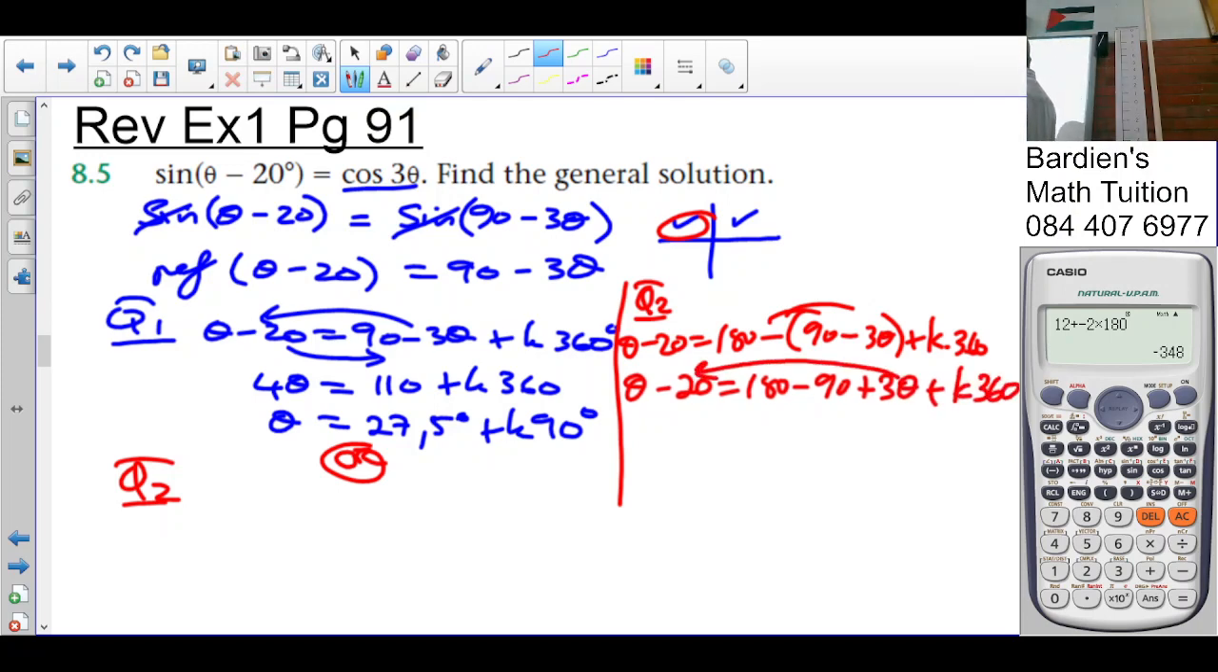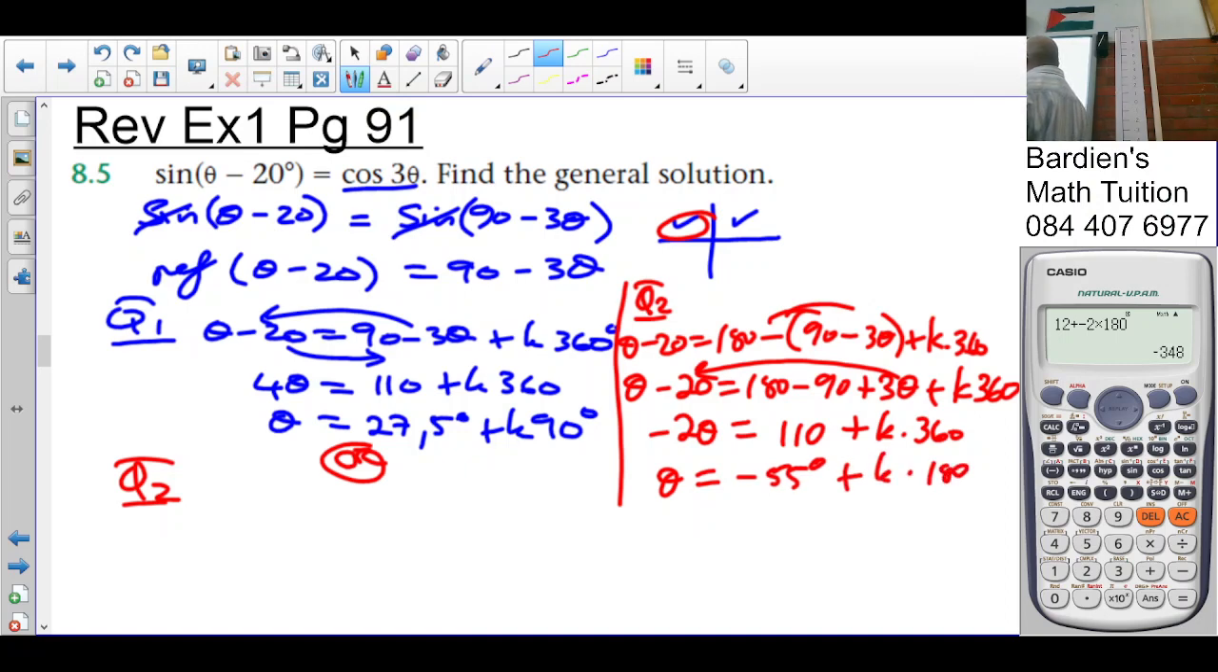You take it over, it becomes negative 2 theta. 180 minus 90 is 90, plus 20 is 110, plus k times 360. Divided by negative 2, so 110 divided by negative 2 is negative 55 degrees plus k times 180, where k is an element of the integers.